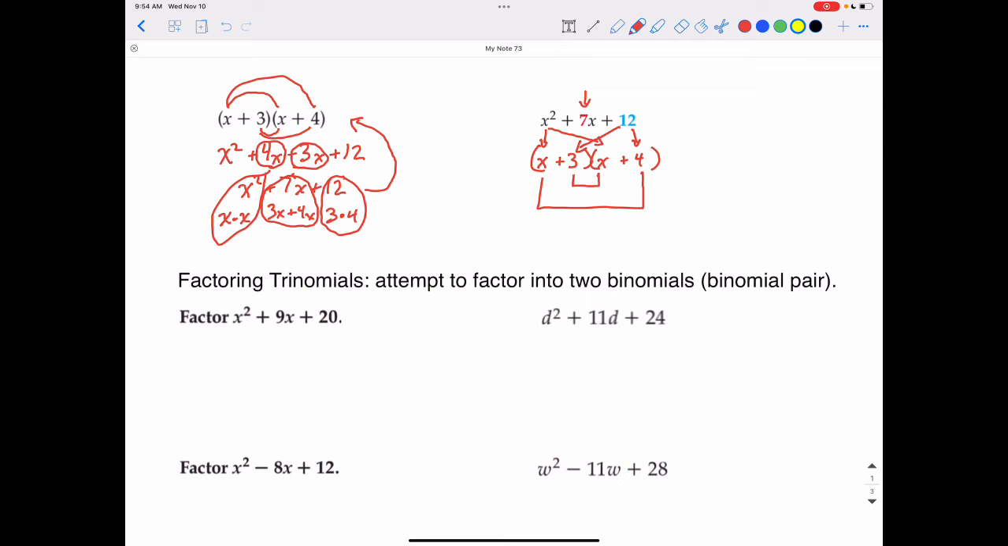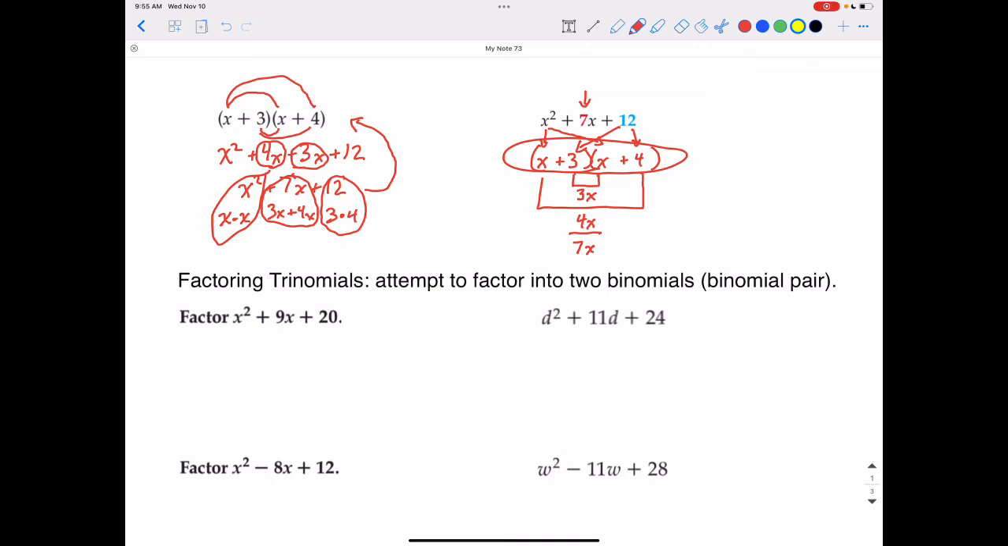And since the middle term comes from taking the inside terms 3 times x and the outside terms 4 times x, we need to add those together to make sure it adds up to 7x, and it does. So this is the correctly factored answer. These little horseshoe shapes there are how we're going to check it, but the final answer is the binomial pair in parentheses. So when we are factoring trinomials, we're going to attempt to factor into two binomials, which will be known as a binomial pair.